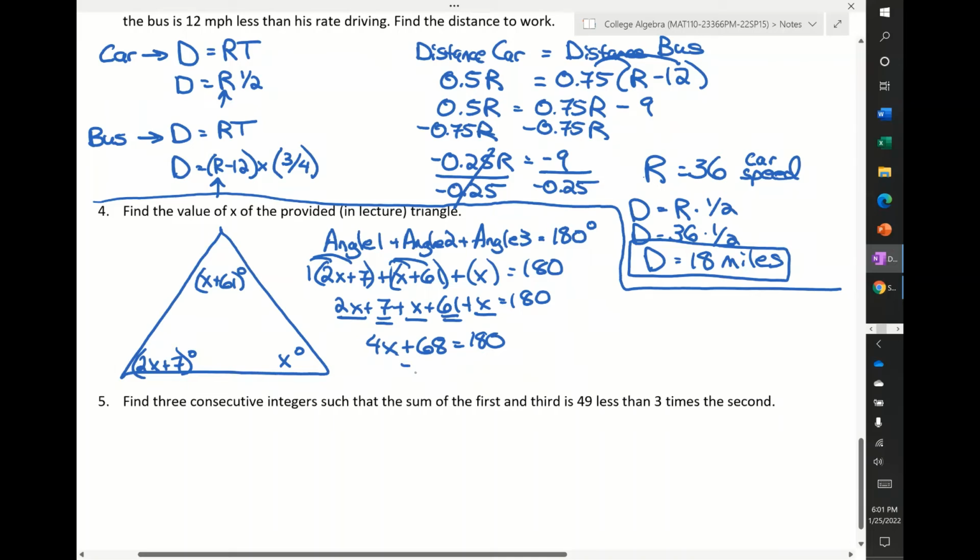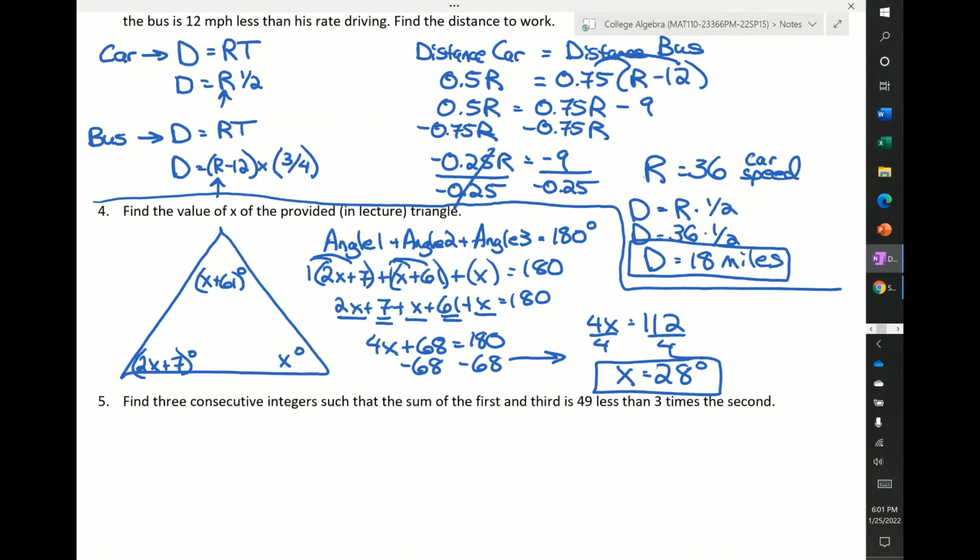We subtract 68 on both sides. 4x is equal to 180 minus 68, which is 112. Divided by 4 gives us 28 degrees. That's what x is. Copy that down. And then we will finish class with our last problem today.